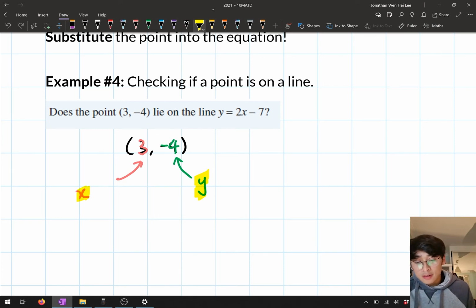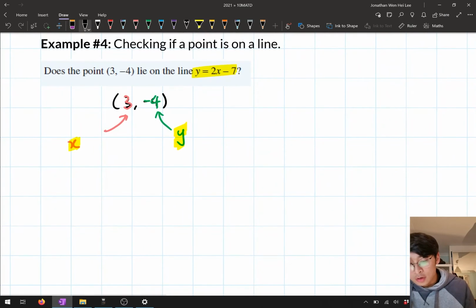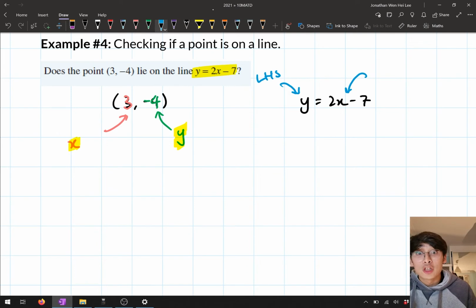Now the way I'm going to do this is I'm going to break down my equation. So my equation is y is equal to 2x minus 7. What I'm going to do is break it down into 2 parts. I'm firstly going to deal with the y over here, which is my left-hand side. And then I'm going to deal with my 2x minus 7, which is my right-hand side.